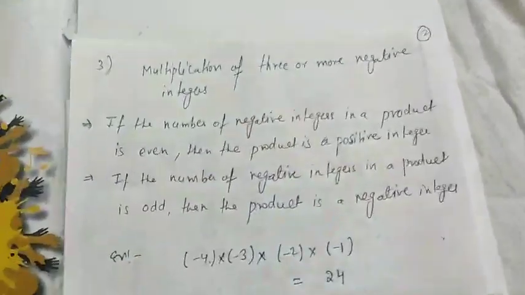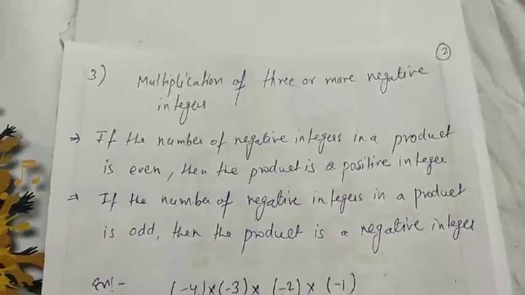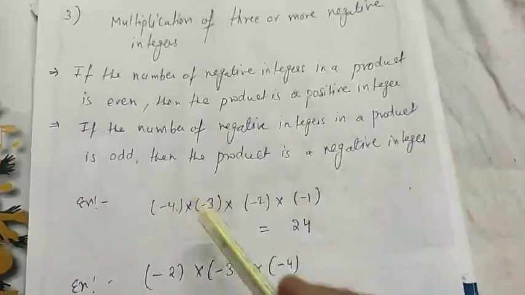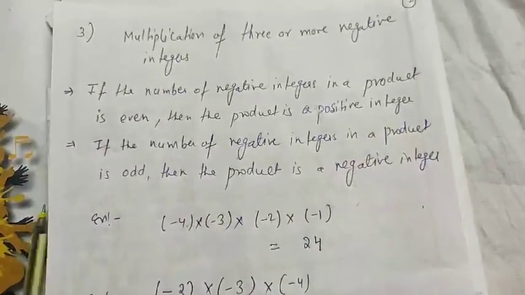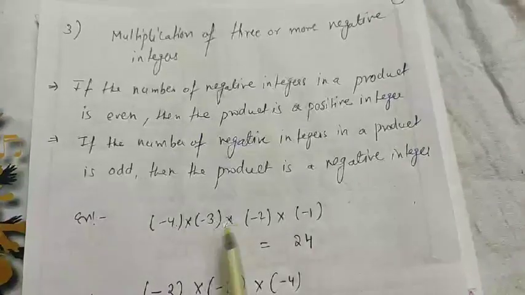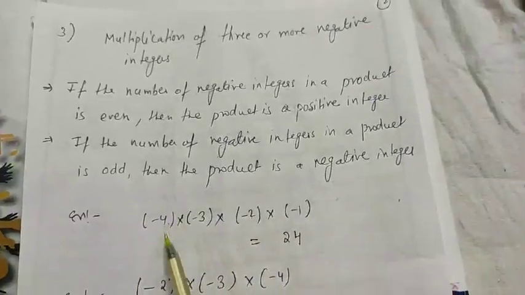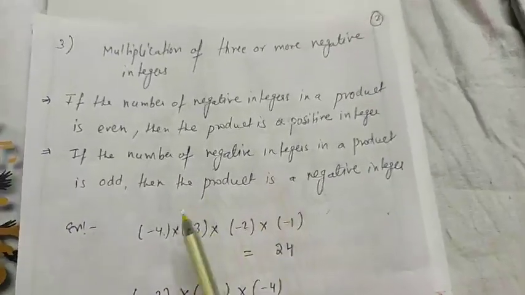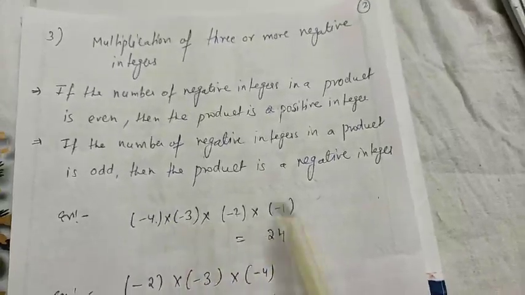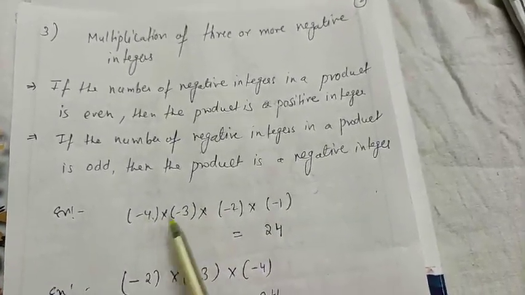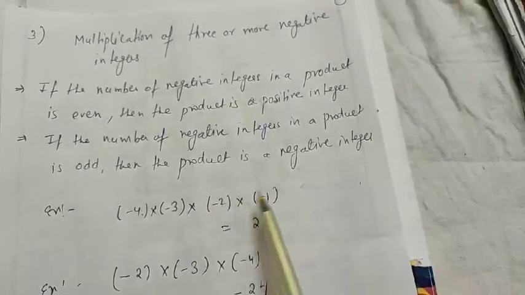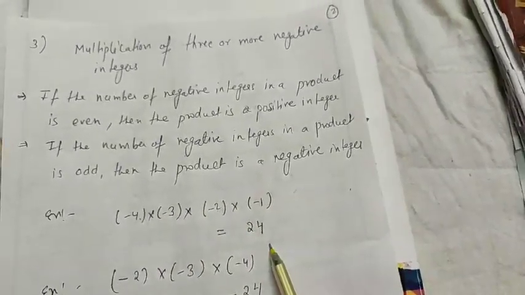Now the next one is the multiplication of three or more negative integers. Means if there are more than two numbers, if there are 3, 4 or 5 integers and all are negative, how will we multiply them? Like minus 4, minus 3, minus 2, minus 1. There are 4 negative integers. This is negative, this is negative, this is negative, and this is negative. So simply what we have to do is multiply them normally like whole numbers. 4 into 3 into 2 into 1. 4 into 3 is 12, 12 into 2 is 24, 24 into 1, the answer is 24.